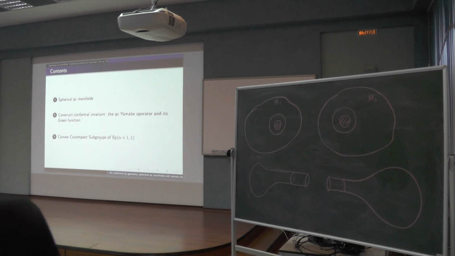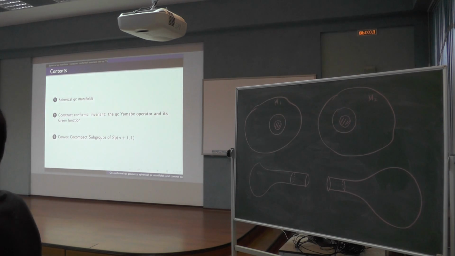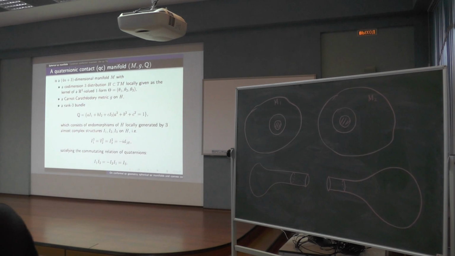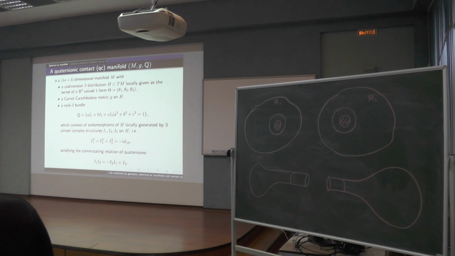So today I will talk about spherical QC manifolds and how to construct some conformal invariants, and convex co-convex subgroups. I will give some examples and connect to the uniformization problem I will mention later. So let's begin with the definition of a quaternion contact manifold. It's a generalization of a contact manifold.